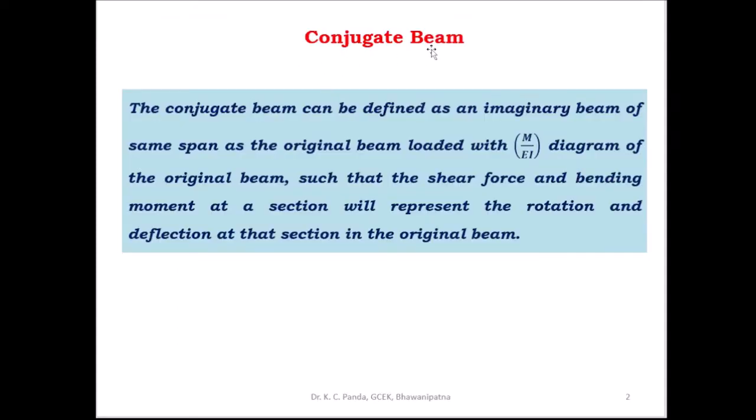Then coming to the conjugate beam, first we have to know what is conjugate beam. The conjugate beam can be defined as an imaginary beam of same span as the original beam loaded with M/I diagram of the original beam, such that the shear force and bending moment at a section will represent the rotation and deflection at that section in the original beam.